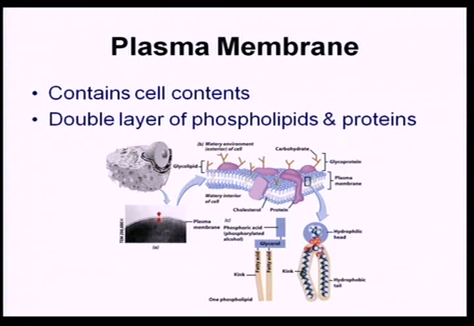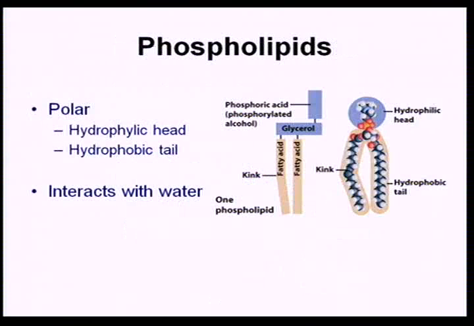Now the cell membrane, or plasma membrane, contains the cell contents. It is composed of a double layer of phospholipids and proteins. You can even say lipids also, that's perfectly fine. So you can say it's a double structure of phospholipids and proteins, or lipids and proteins. It's a bilayer. Now what are phospholipids, or what are lipids?